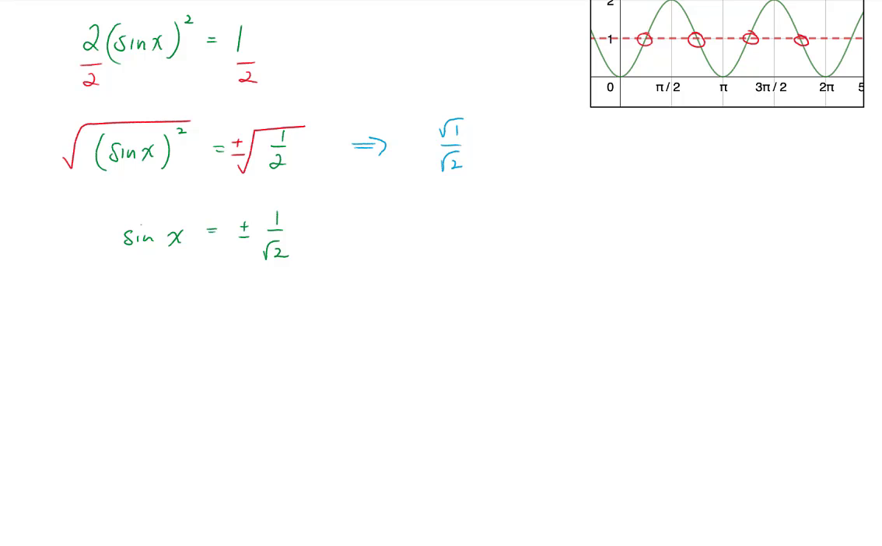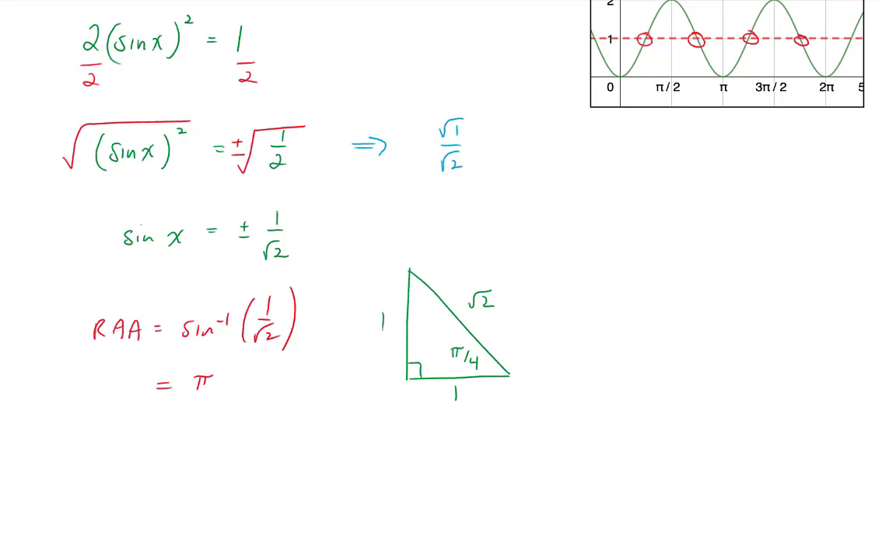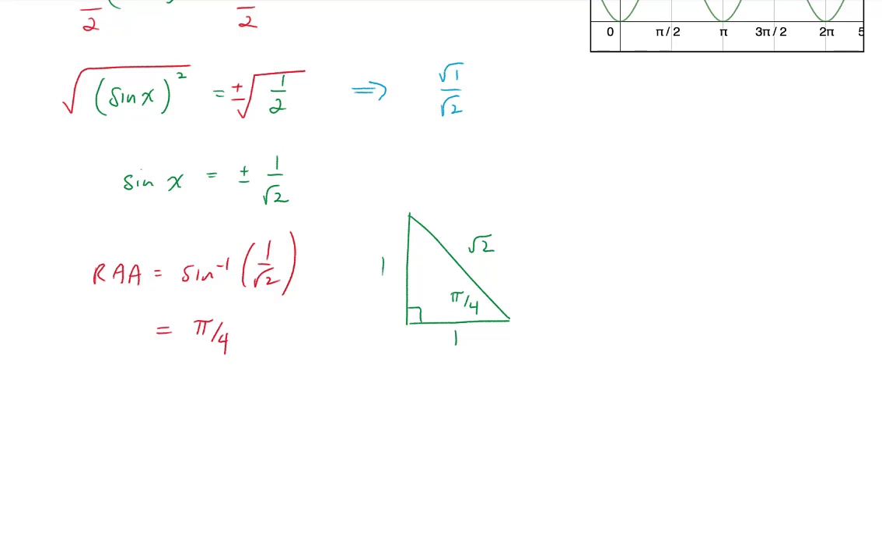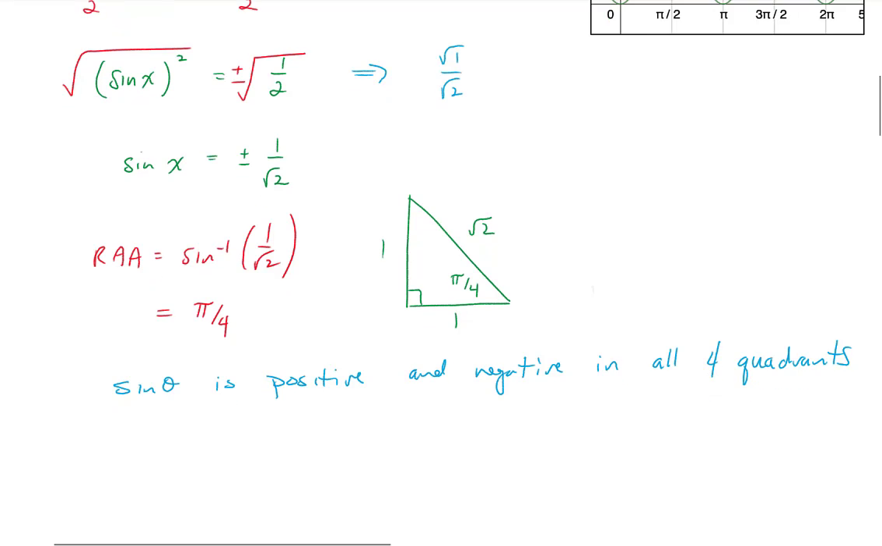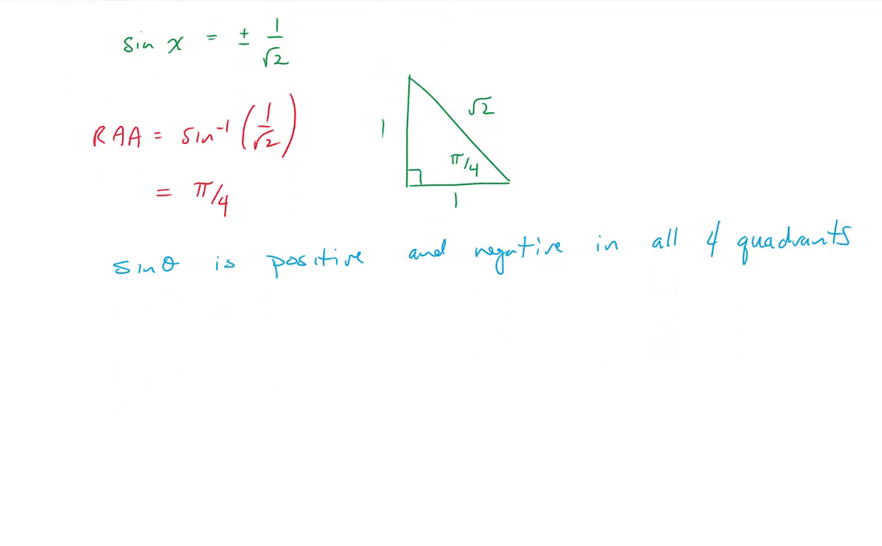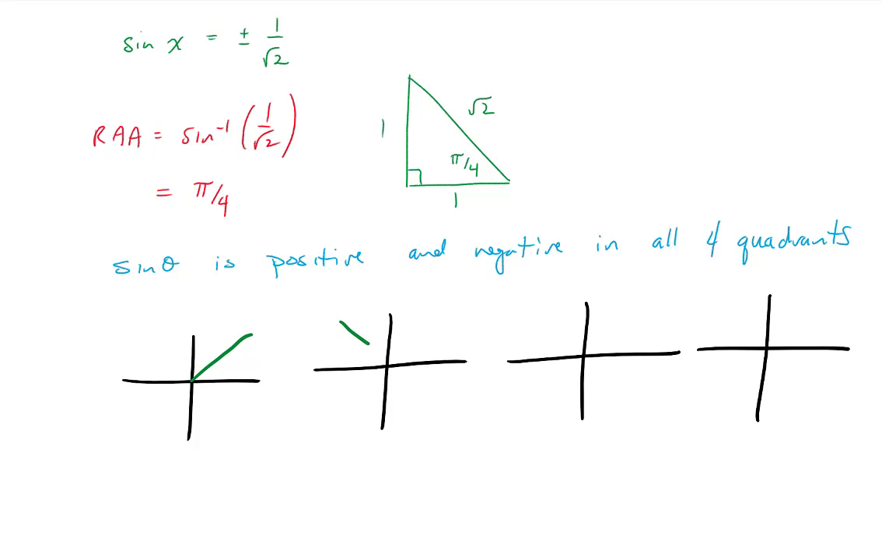First, let's look for the related acute angle. Notice this is a ratio from one of our special triangles, which tells us our related acute angle is pi over 4. In this question, notice we have sine of x is equal to plus and minus 1 over root 2. So we're looking for where sine is both positive and negative. So that means we're looking at all 4 quadrants. So therefore, we will have 4 principal angles. So we can be in quadrant 1, quadrant 2, quadrant 3, or quadrant 4.